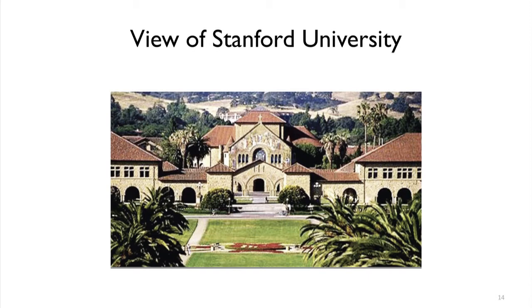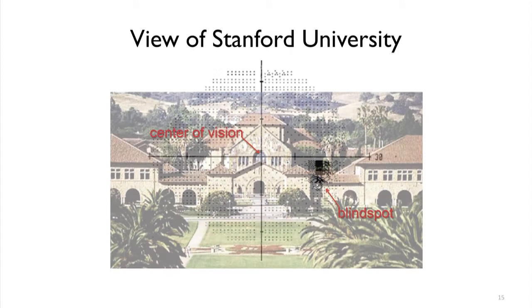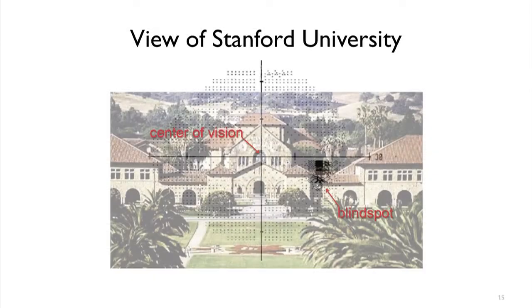When you look at the Memorial Church, you are not really seeing anything in the blind spot, but you sort of fill in anyway. And what you can see are details in the center of your vision, but in the periphery, you may just sort of get a feeling for what it looks like. So the visual field test is meant to assess how well you're seeing the world. So that's the center of your vision, that's the blind spot where you don't see anything.